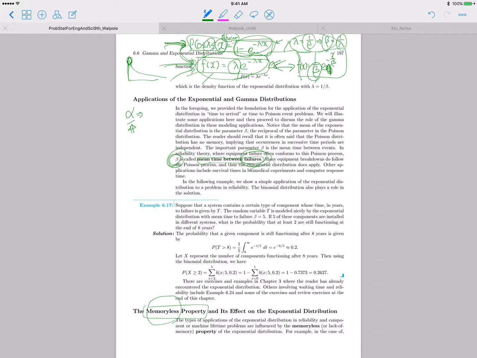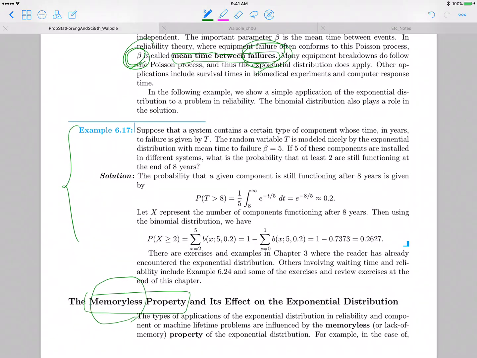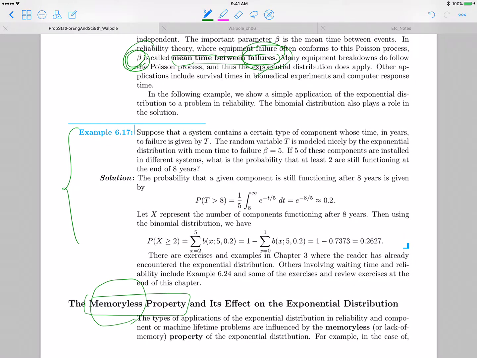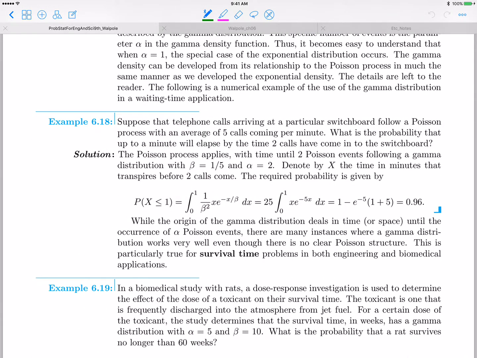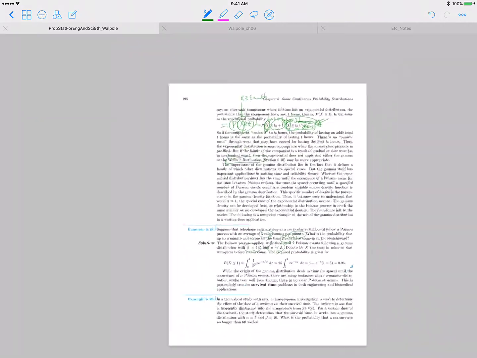So if we think about this kind of physical meaning of the gamma distribution and its application in this form, then we can understand this example 6.17. Here we are interested in the time taken for two events occurring. And on average per minute, we see 5 calls. Those two parameters are represented as alpha and beta. Alpha has the physical meaning of the number of occurrences that we are interested in, and beta was still having the same meaning.